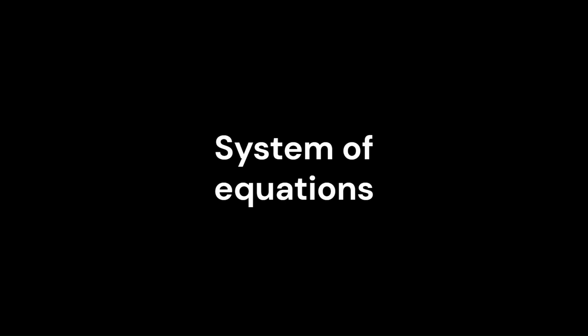Word: system of equations. Definition: two or more equations solved together to find values satisfying all equations at the same time. There are three types of solutions: one solution, no solution, infinite solutions. There are also three ways to solve it: elimination, substitution, and graphing.